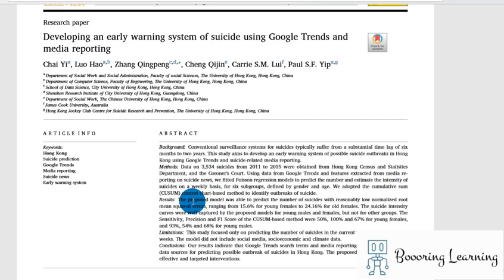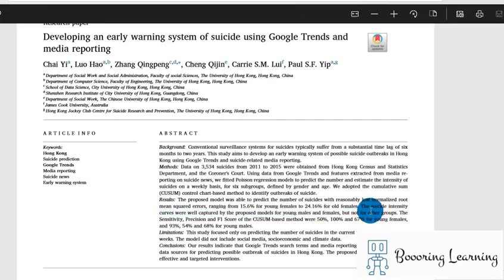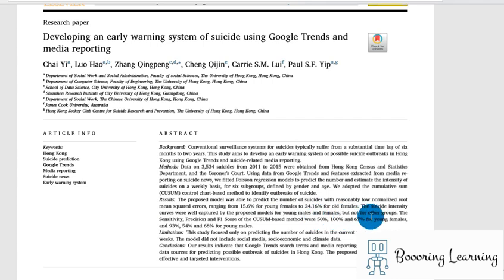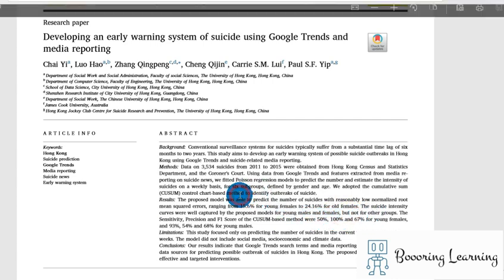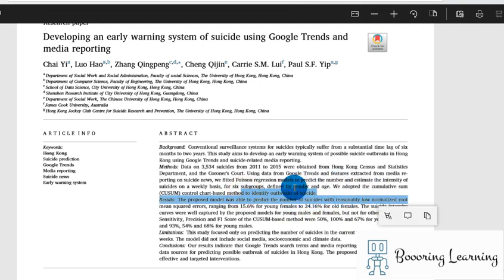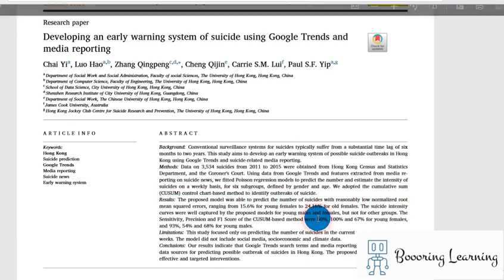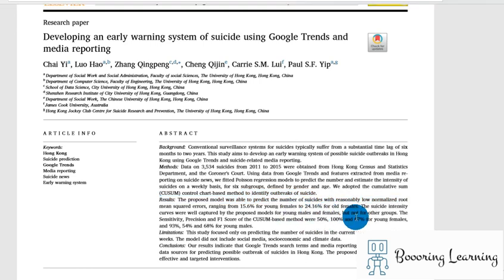In the results part, the proposed model was able to predict the number of suicides with reasonably low normalized root mean squared errors, ranging from 15% for young females to 24% for old females. The suicide intensity curves were well captured by the proposed models for young males and females, but not for other groups. So as they mentioned, there were groups by gender and age that were captured, but other groups were not found.